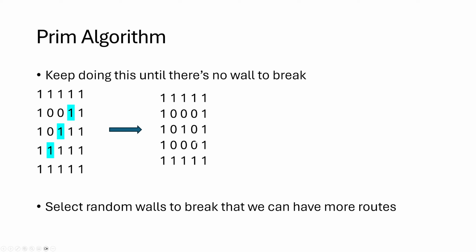For example, if at the endpoint there's a 1 right here, there's a wall, and we can break this wall. So after breaking this wall, we have a road from the beginning to the endpoint. So this algorithm guarantees that we can find a path from the start point to the end. And because I want to add some more paths, I randomly break more walls. In this case, we will have more randomness.